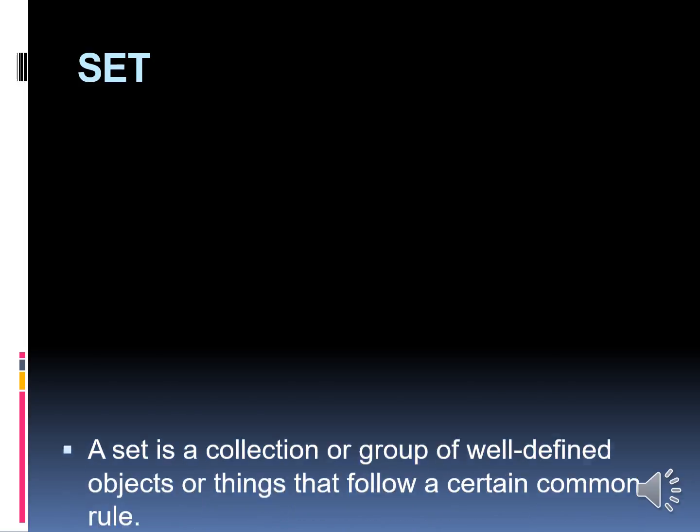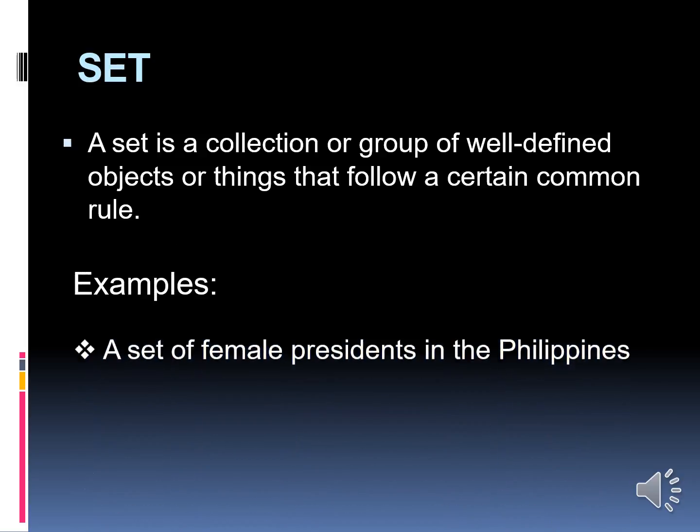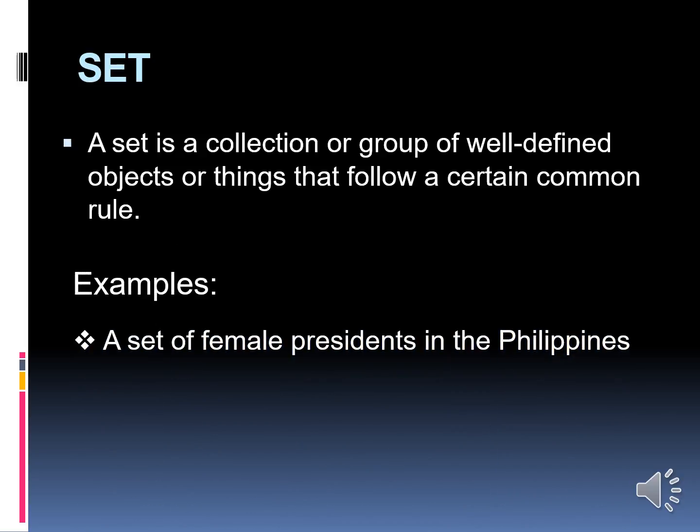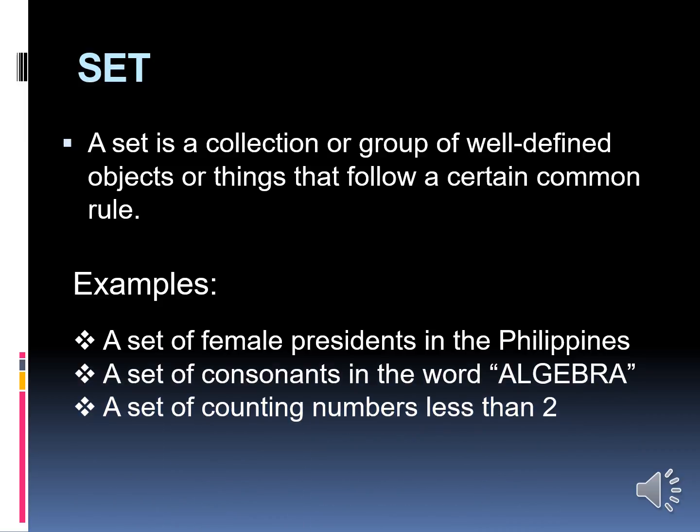So what do you mean by a set? A set is a collection or group of well-defined objects or things that follow a certain common rule. For example, a set of female presidents in the Philippines, a set of consonants in the word algebra, and a set of counting numbers less than 2.